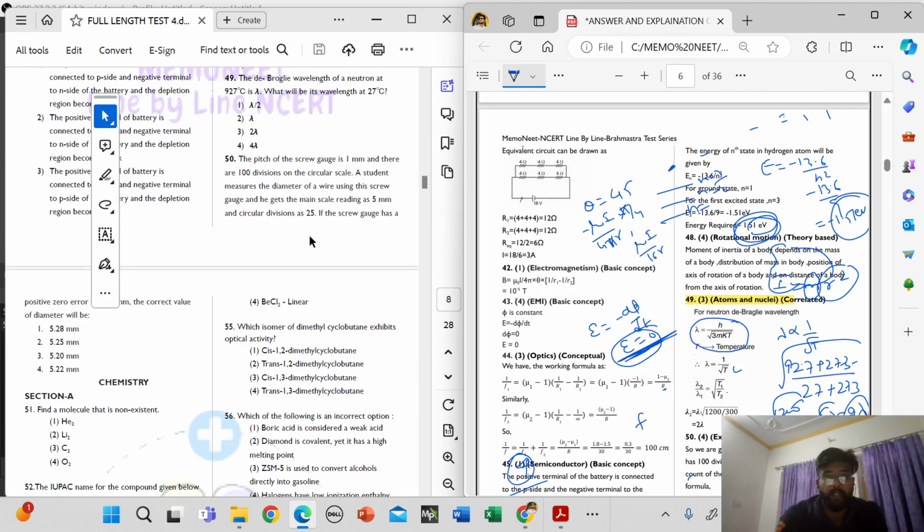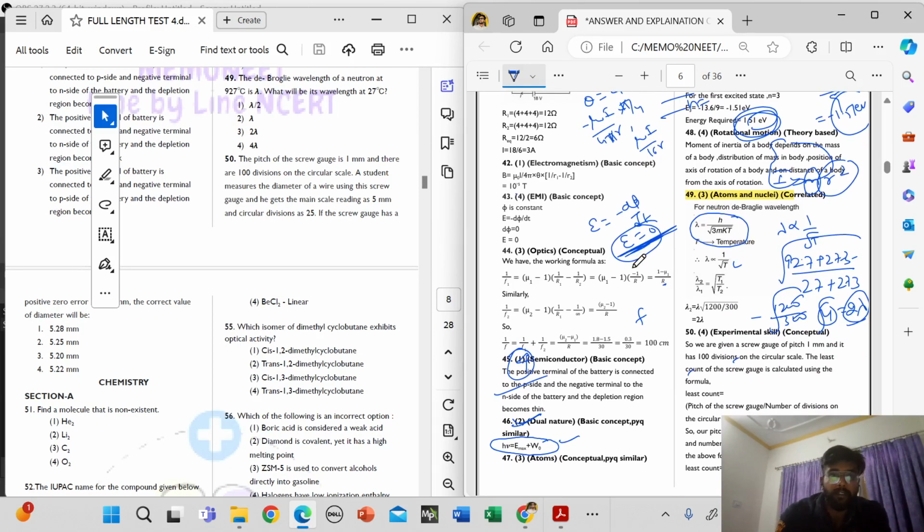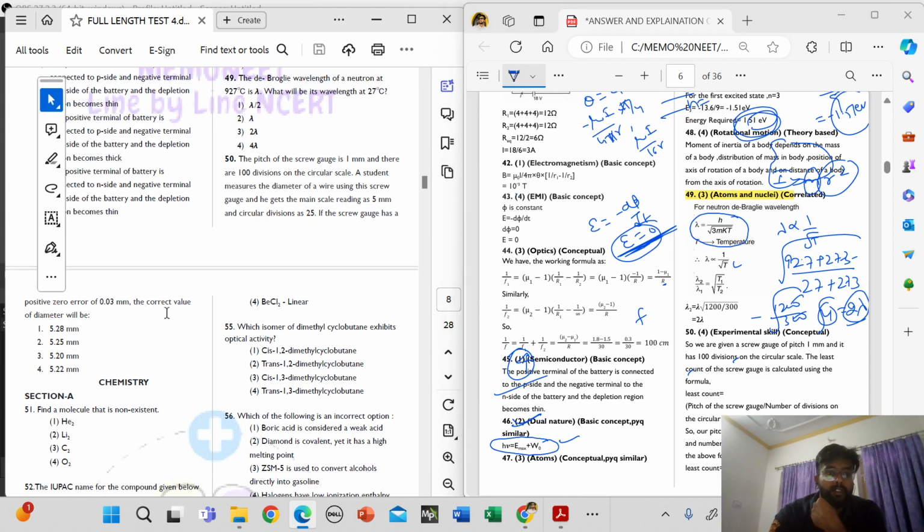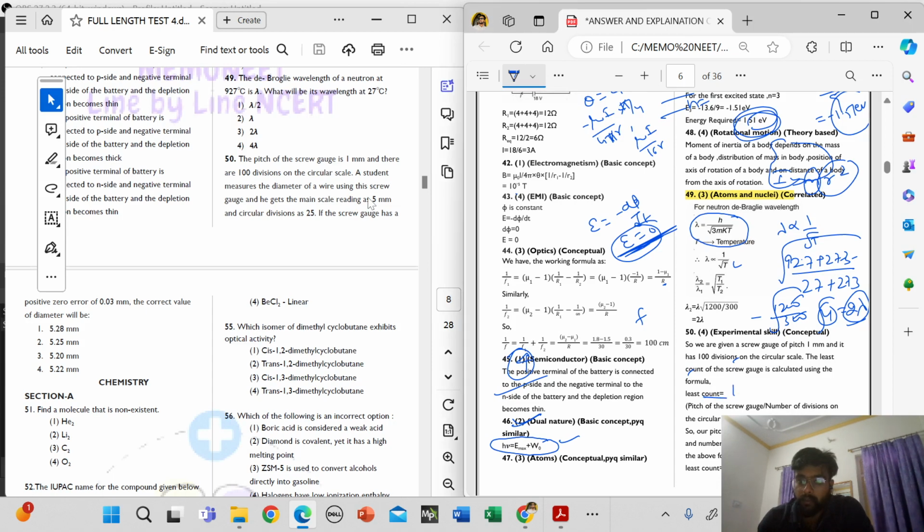Now the last question, number 50. See, this is an experiment-based question. The pitch of the screw gauge is 1 mm and there are 100 divisions on the circular scale. A student measures the diameter of the wire using the screw gauge and gets the main scale reading at 5 mm and a circular division of 25. The screw gauge has a positive zero error. Is 0.033 mm the correct value? See, the screw gauge has 100 divisions and its pitch is 1 mm. So the least count of the screw gauge will be the pitch upon the number of divisions. Okay, this is the least count.